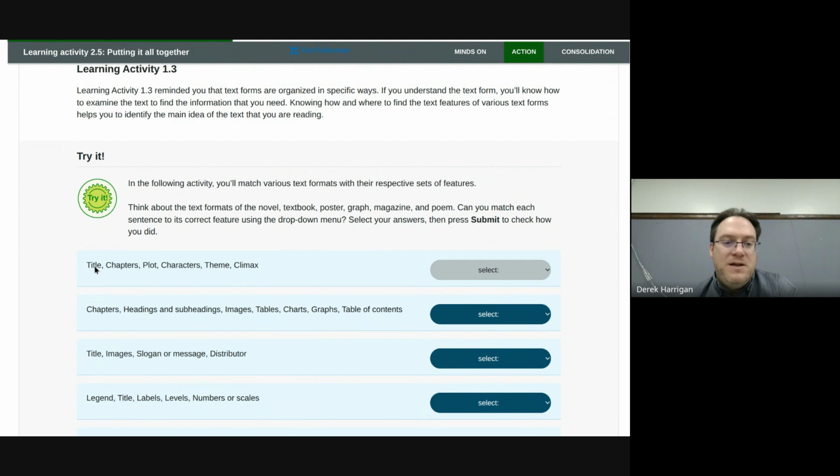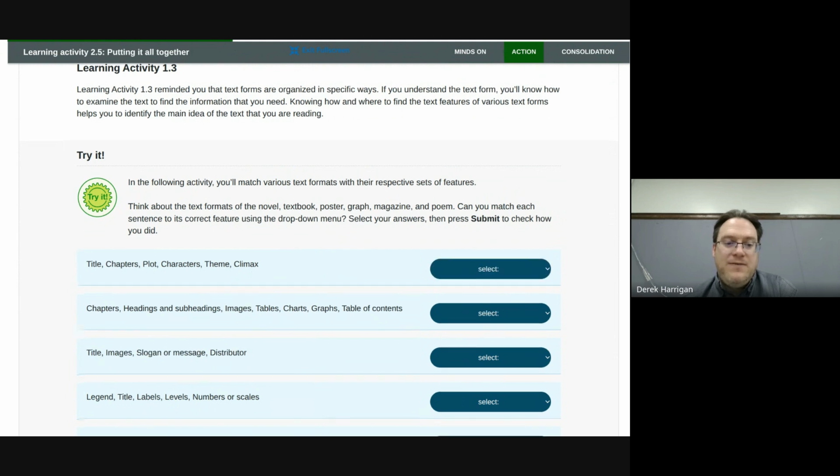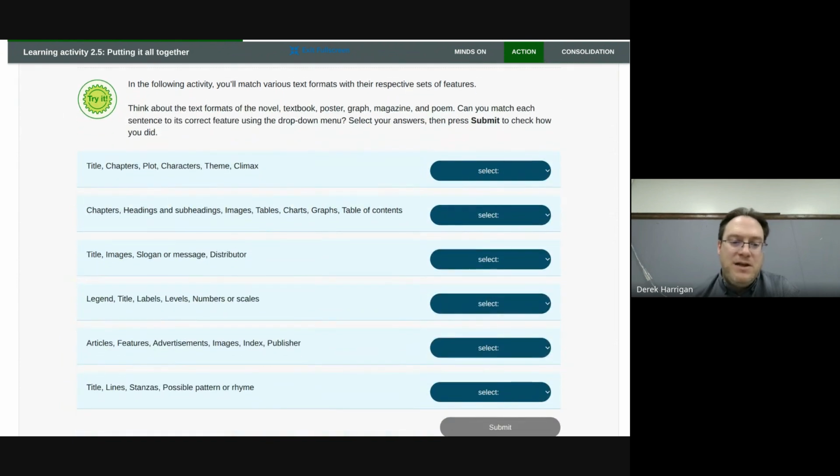So they've given you title, chapters, plot, characters, theme, climax, and then they're going to ask you which type of text includes these features. And then down here, for example, you've got articles, features, advertisements, images, index, publisher. And again, which one of these types of text includes these features? So again, we're trying to put together text forms with text features.